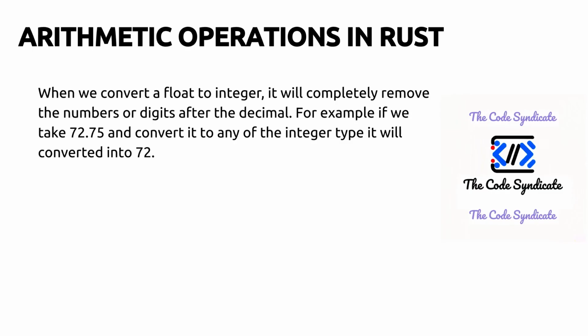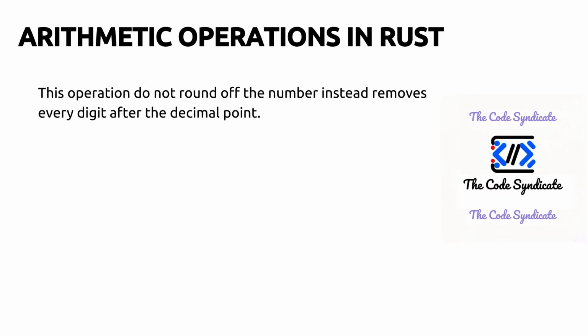Next, when we convert a float to integer, it will completely remove the digits after the decimal. For example, if we take 72.75 and convert it to any of the integer types, it will become 72. Remember, this operation does not round off the number, instead it removes every digit after the decimal point. Let's check this in an example.